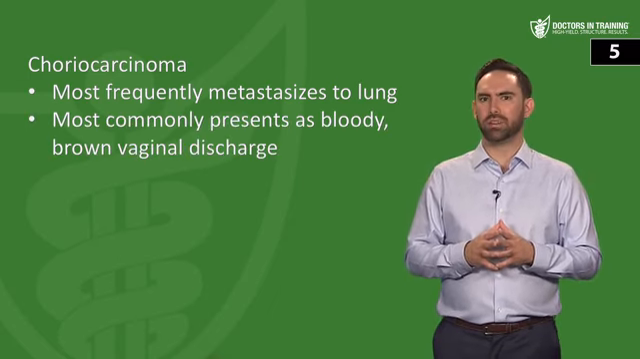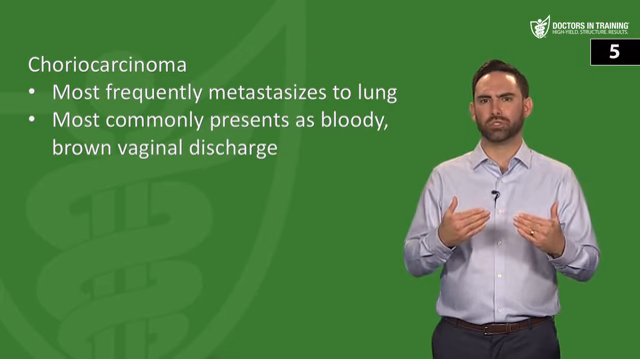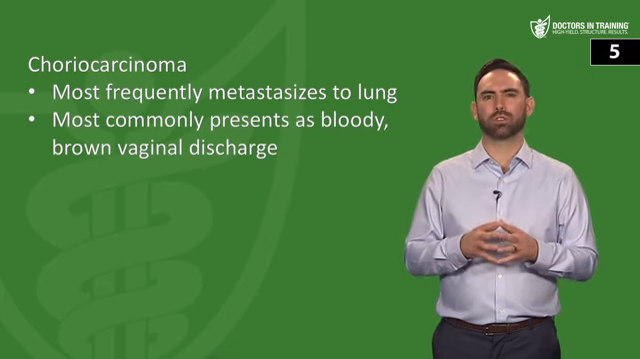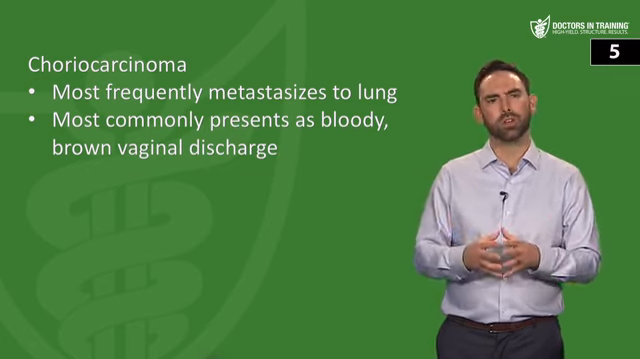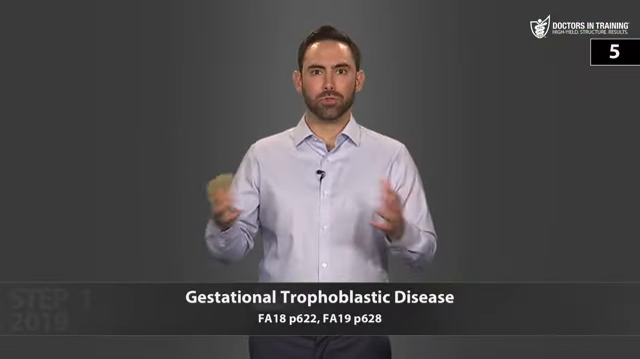These most commonly present as a bloody brown discharge, but you can also have other symptoms such as dyspnea, depending on what organs are involved. With a normal pregnancy, it's normal to have some discharge after delivery, known as lochia. At first, it's bloody, but then becomes yellowish white before gradually resolving around 4 to 6 weeks postpartum. But a persistent brown, bloody discharge is abnormal.